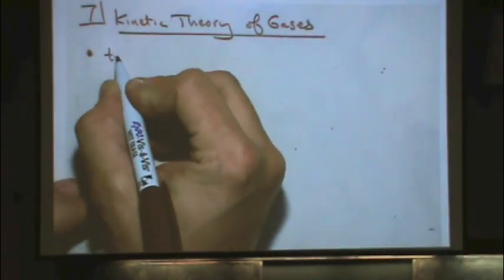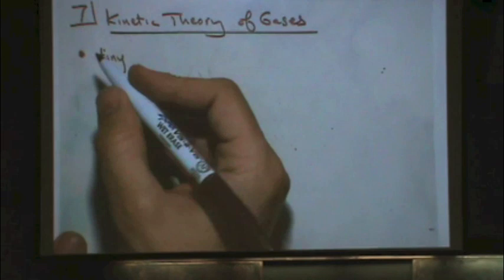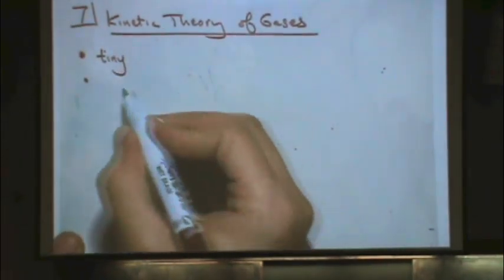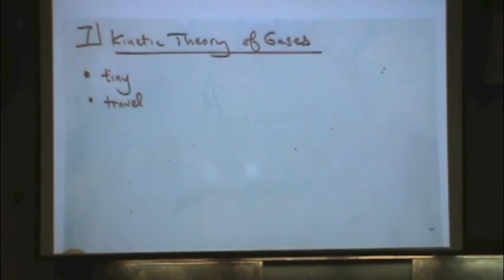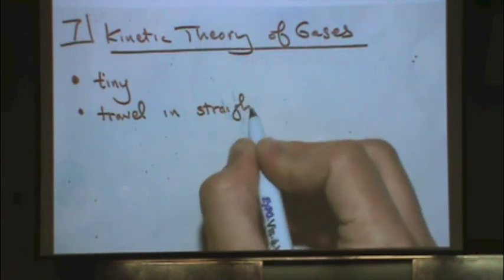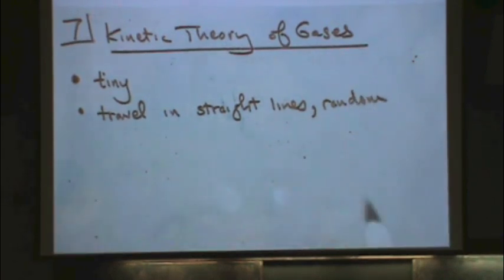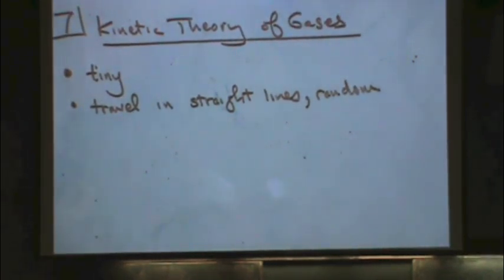Gases are tiny molecules. They're so tiny, we consider their volume 0. So we assume that gases take up no volume. They're infinitesimally small. Gases travel in straight lines and randomly. What does that mean? They're bouncing off each other, off the walls, going in random directions. Not predictable, but when they're between bouncing off something and another thing, they're going in straight lines.